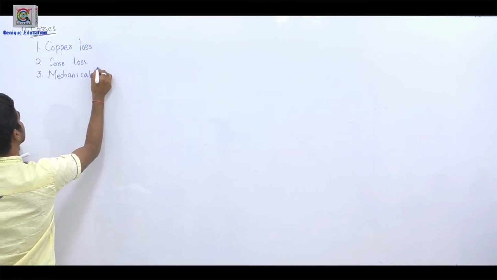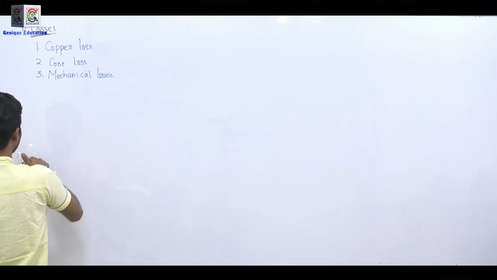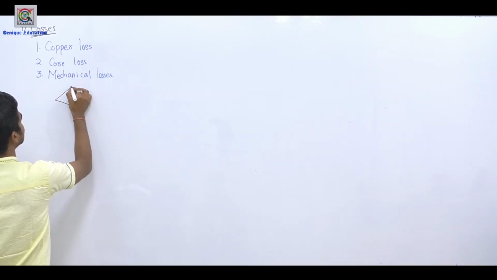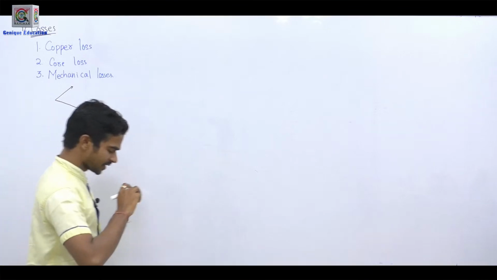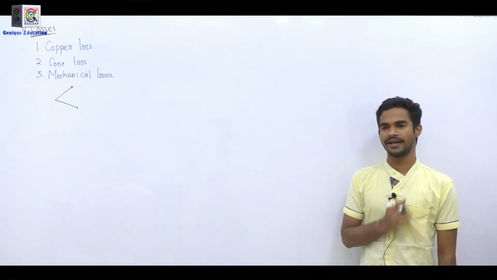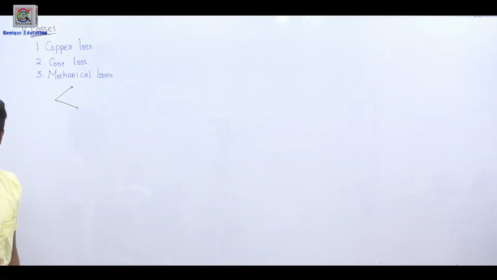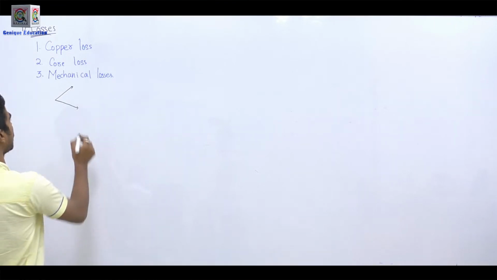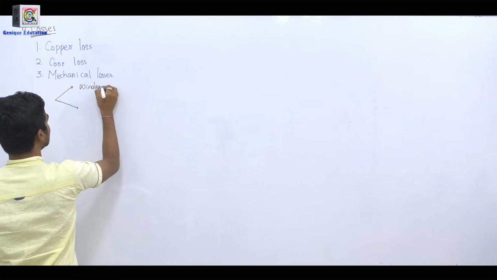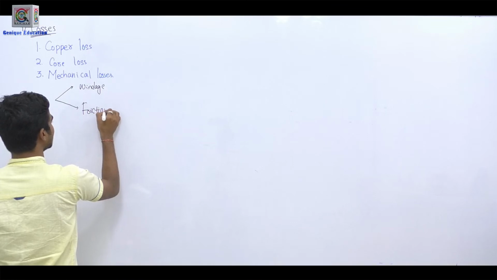Mechanical losses are also categorized into two parts, just like core loss. Core loss is the hysteresis losses plus the eddy current losses. Similarly, mechanical losses are subdivided into two parts: one is windage loss and the other is friction loss.